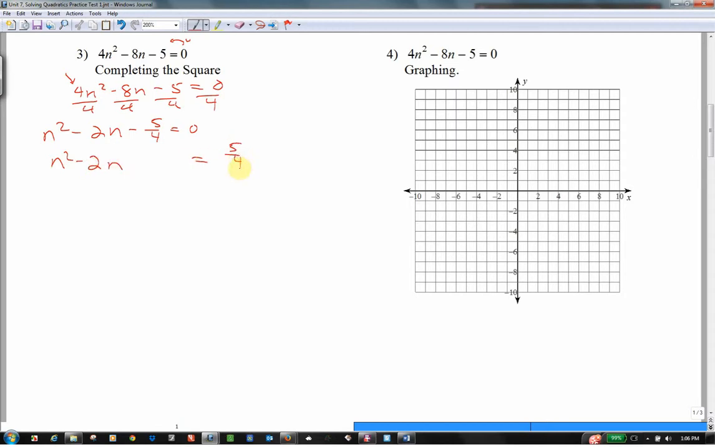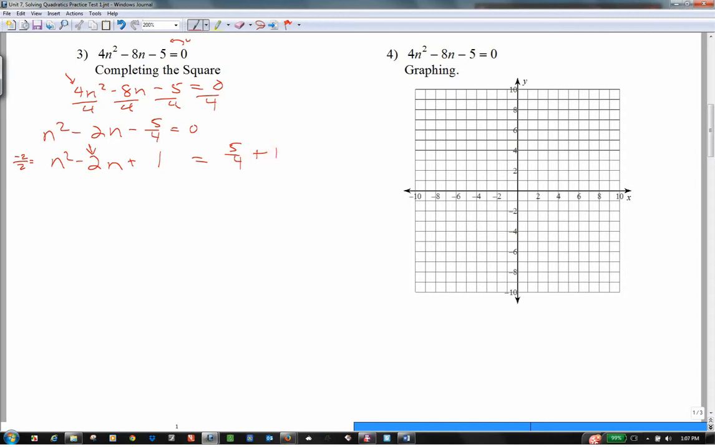So now then, what I have to do is take a look at this middle term, and I need to have something to add. It'll always be positive what I add because I'm going to square half of this middle term. So half of the middle term, if I have a negative 2, half of that would be a negative 1. And then I'm going to square a negative 1, so I'm going to add 1 to the left-hand side, so I have to add 1 to the right-hand side also.